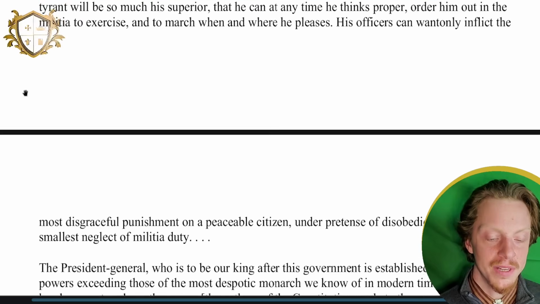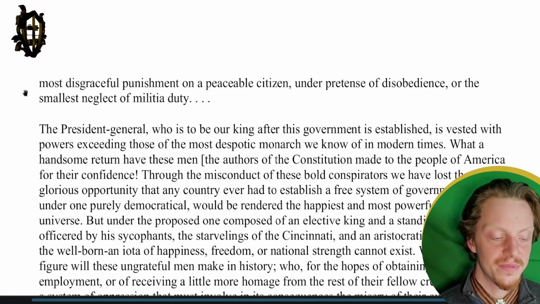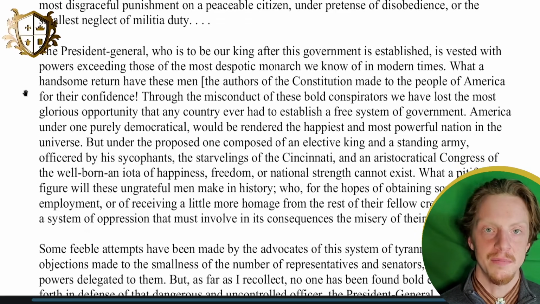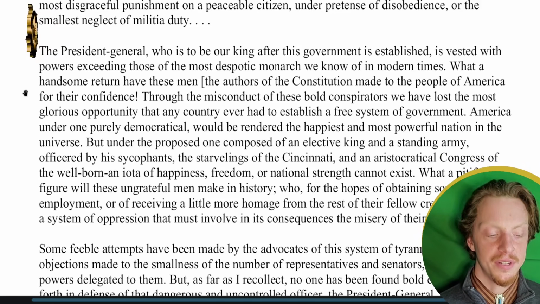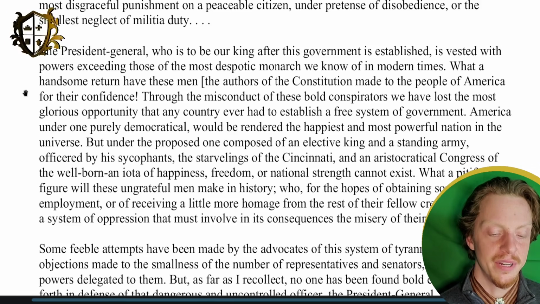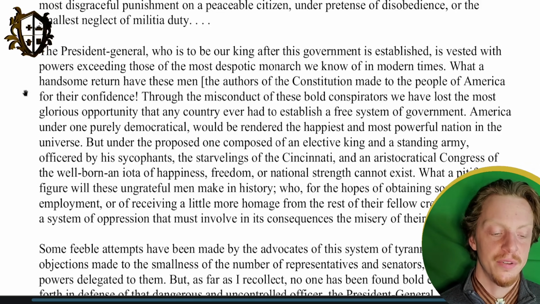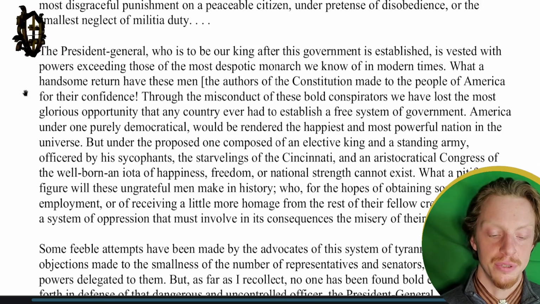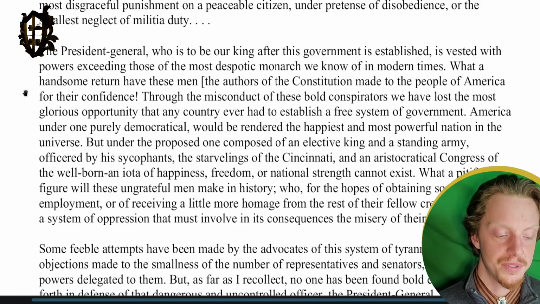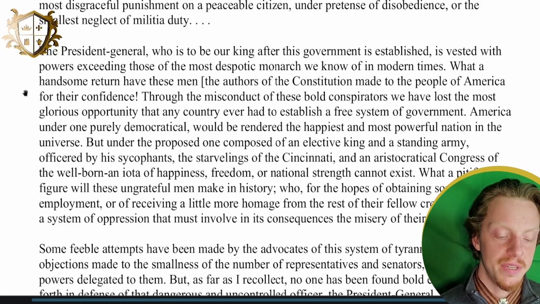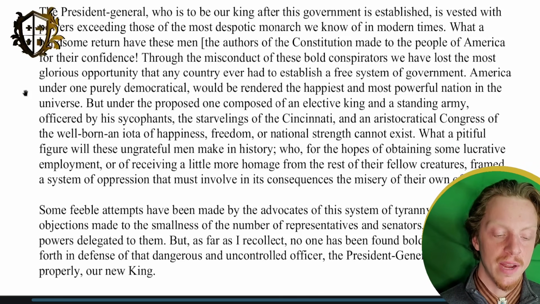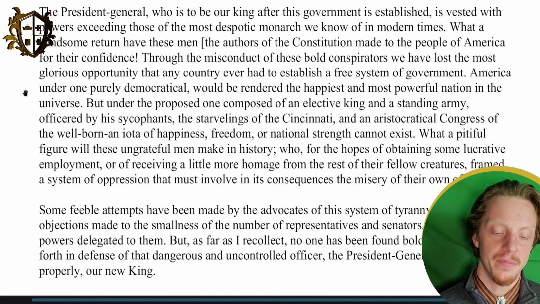His officers can wantonly inflict the most disgraceful punishment on a peaceable citizen under pretense of disobedience or the smallest neglect of militia duty. The President General, who is to be our king after this government is established, is vested with powers exceeding those of the most despotic monarch we know of in modern times. What a handsome return have these men, the authors of the Constitution, made to the people of America for their confidence! Through the misconduct of these bold conspirators, we have lost the most glorious opportunity that any country ever had to establish a free system of government.